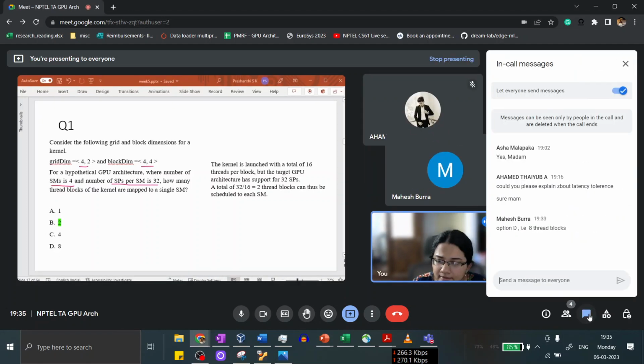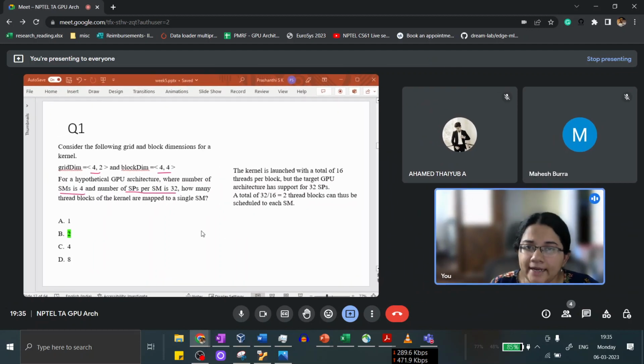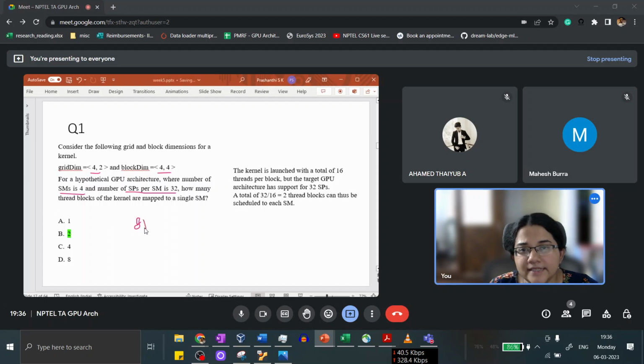So I think one of the other answers was 8 thread blocks per SM. So let's think about that. What would happen if we did that? So we have a total of 8 blocks, and we are putting all of them onto a single SM. And that would mean the total number of threads that you have is 8 into 16, right, which is 128, but you only have 32 SPs. So a first set of 32 will get scheduled, and then the next set, and then the next set, and so on. So this is kind of a suboptimal way of scheduling.